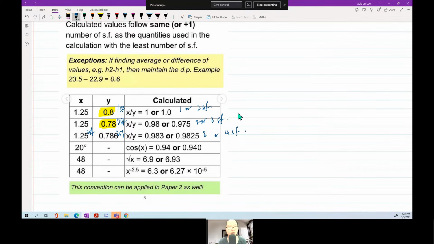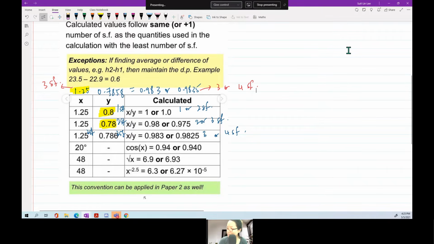If let's say now your X and Y is 1.25 and 0.7858, then we will follow this one already. This is least SF. So then your answer is still 0.983 or 0.9835, because this 1.25 is 3 SF, least SF, so this one is 3 or 4 SF. Okay? Does that make sense? So follow the SF.